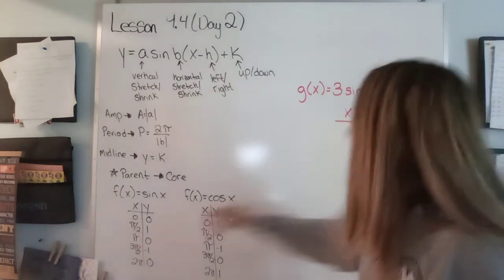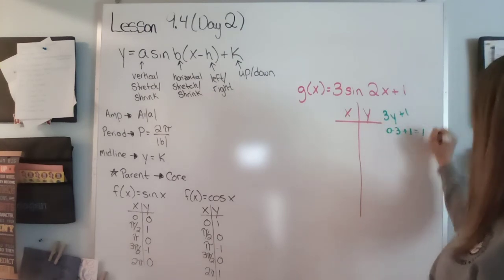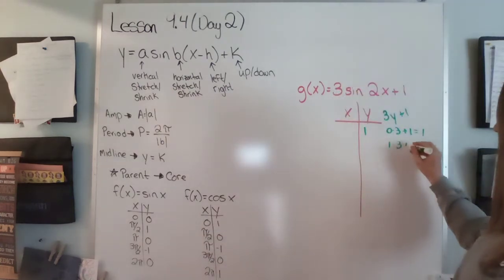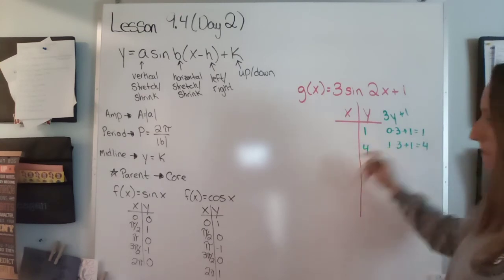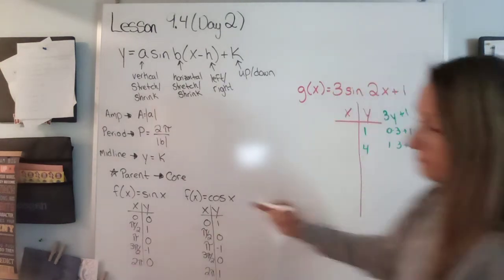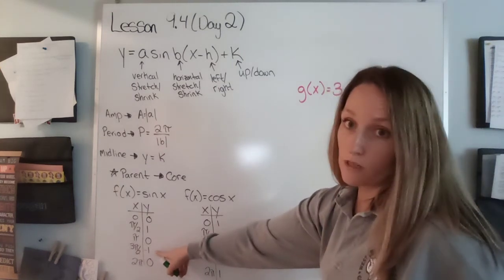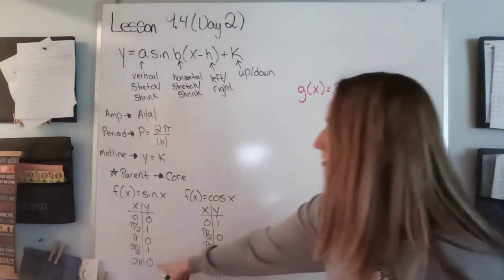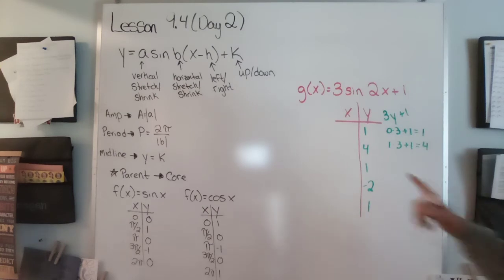So taking the first y value, it's going to be 0 times 3 and then plus 1. So that's going to equal just a 1. And then I'm going to take a 1. So it's 1 times 3 and then plus 1. So 1 times 3 is 3 plus 1 is 4. All right. And then it's going to be 0 times 3 plus 1. You have another 1. Negative 1 times 3. Negative 1 times 3 is negative 3 plus 1, that's negative 2. And then 0 times 3 plus 1 is 1. All right?